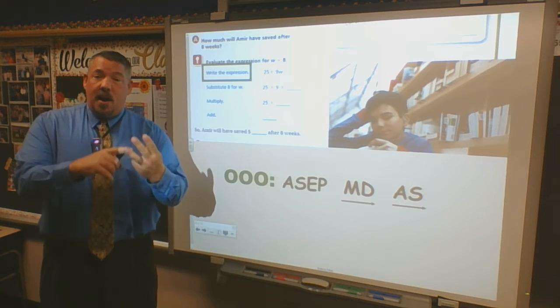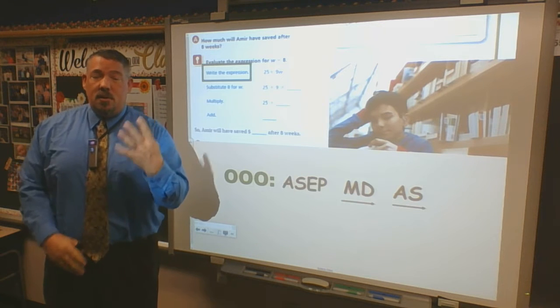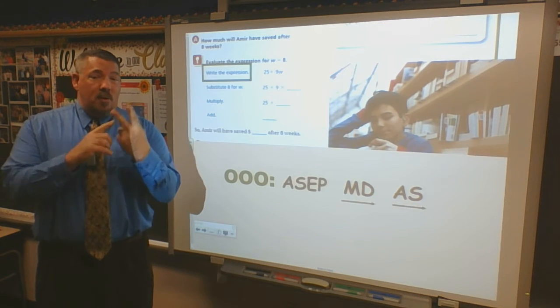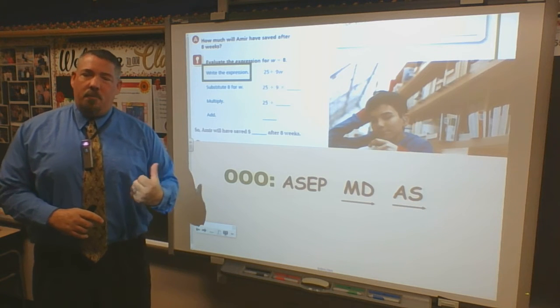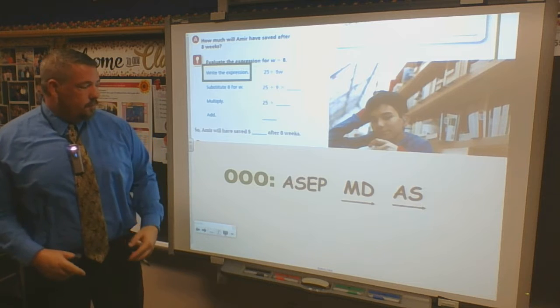Absolute values, square roots, exponents, and parentheses all have to be done first. As of right now, we're only using exponents and parentheses. We know about absolute value, but we don't have those in our math problem. We don't know about square root yet.